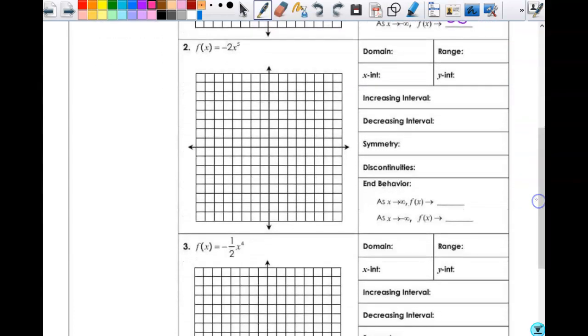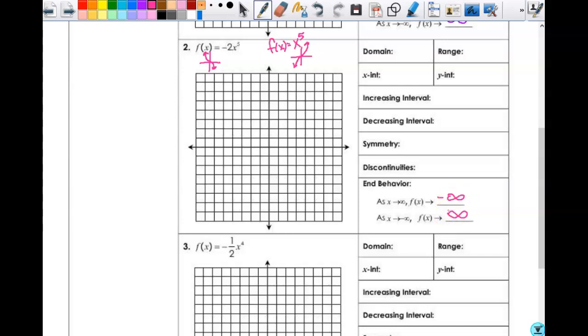Let's look at number 2. This is negative 2x to the 5th. So my parent function would be f of x equals x to the 5th. But this has a negative coefficient, right? So my parent function, f of x equals x to the 5th, is going to resemble a cubic, but this negative means it's going to look like this. So again, I can go ahead and do the end behavior. As x approaches infinity, f of x approaches negative infinity, and as x approaches negative infinity, f of x approaches infinity. Okay, so that can kind of help me with some stuff too.